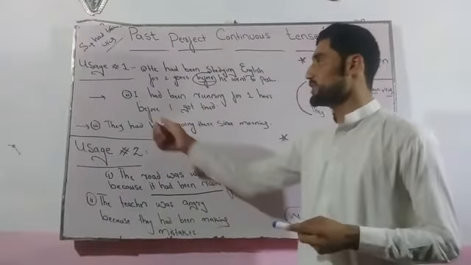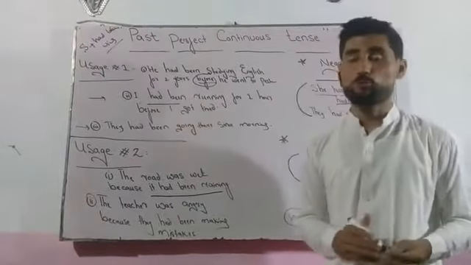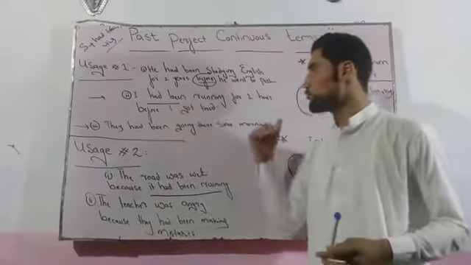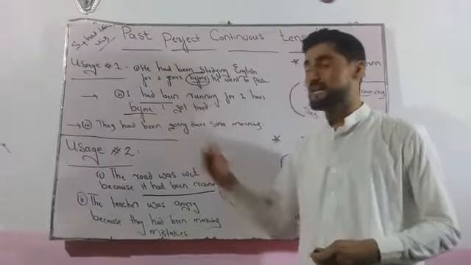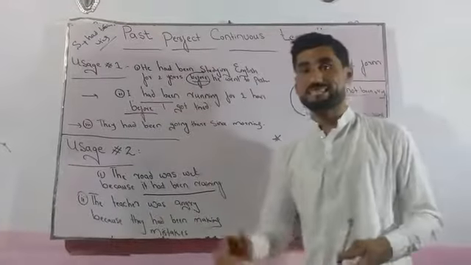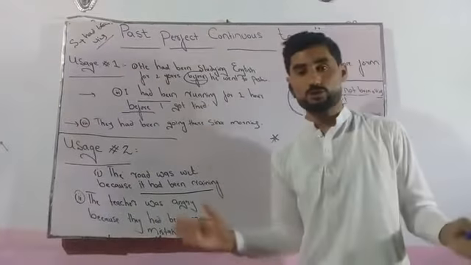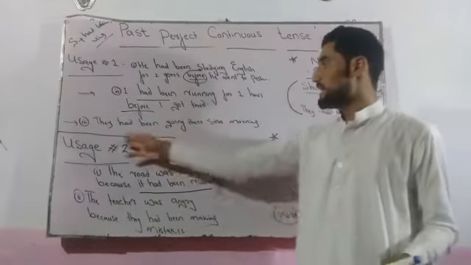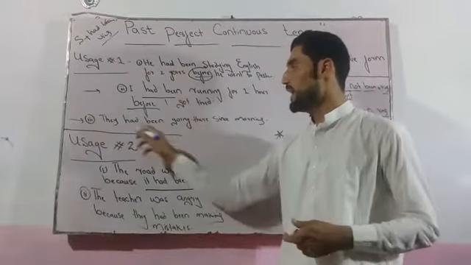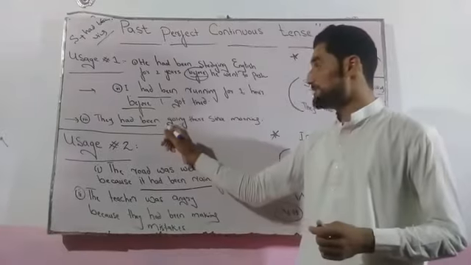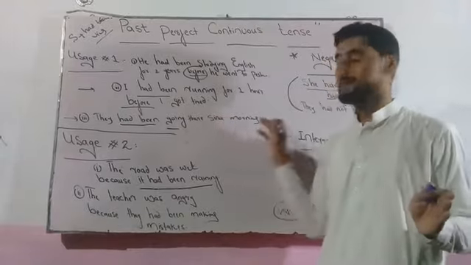The next sentence, I started with the subject I, and then I added here an auxiliary verb had been, and then the present participle form of the verb run, running. I had been running for an hour before I got tired. Once again, I added here the word before, and in past simple tense, I got tired. Finally, they had been going there since morning. I started this sentence with the subject they, and then had been, the helping verb, very simple, and then the present participle form of the verb go, going. They had been going there since morning.